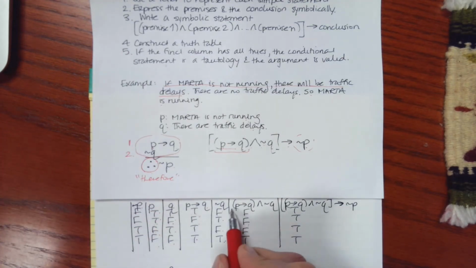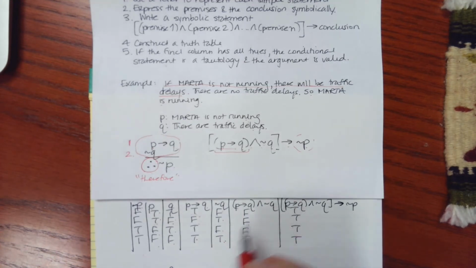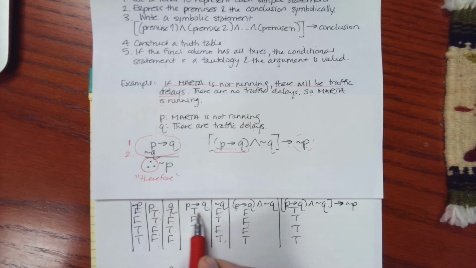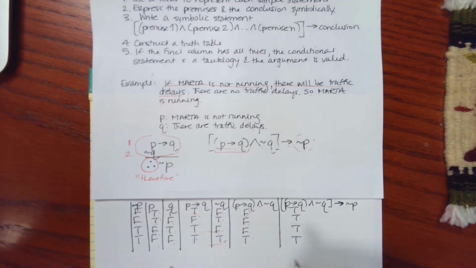And then I can take that information to evaluate the conjunction. So I'm looking at these two columns. Now a conjunction is true only when both components are true. So I need two true statements. Well, I have a true and a false, so the conjunction is false. Here I have a false and a true, so the conjunction is false. And again, I have a true and a false, so a false. It's only in this last row that I have two true values, so the conjunction is true.